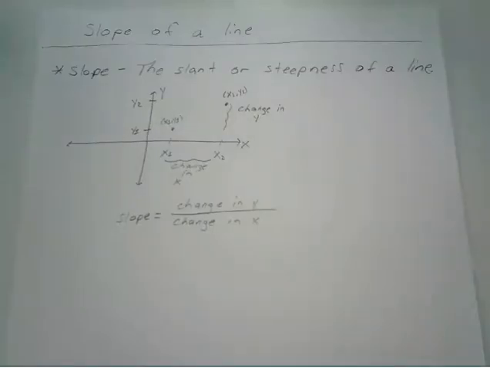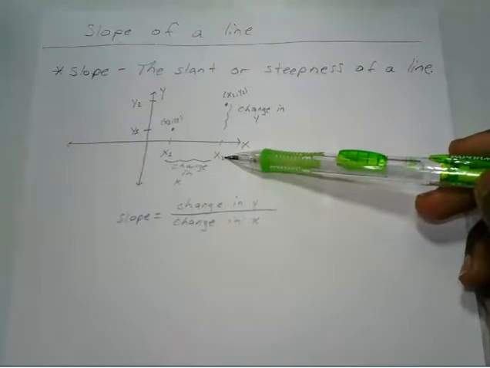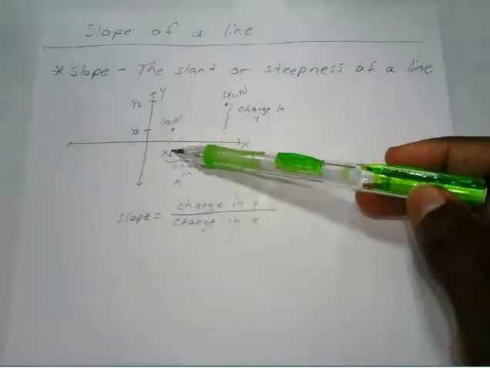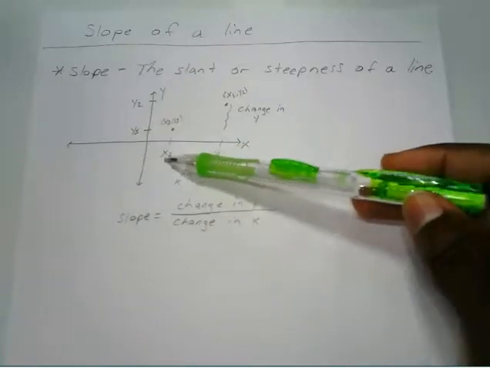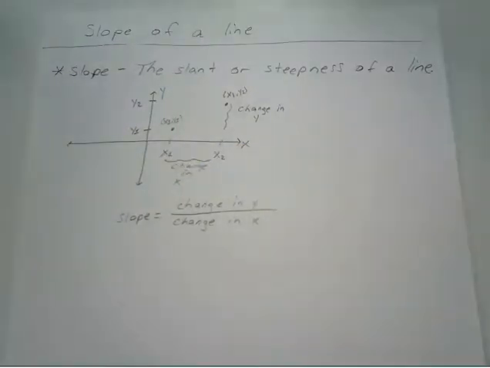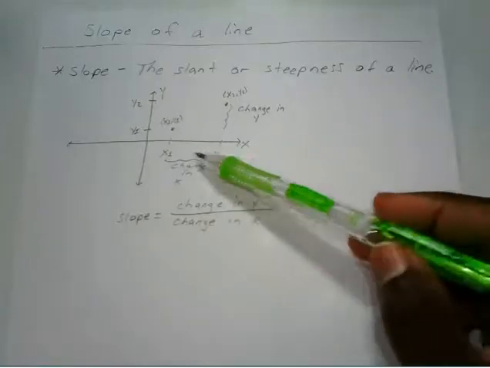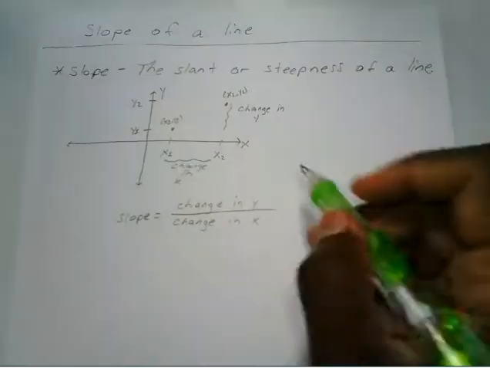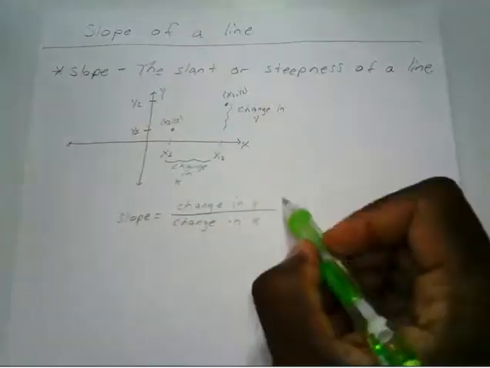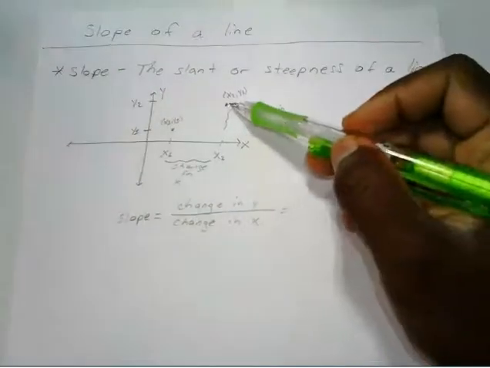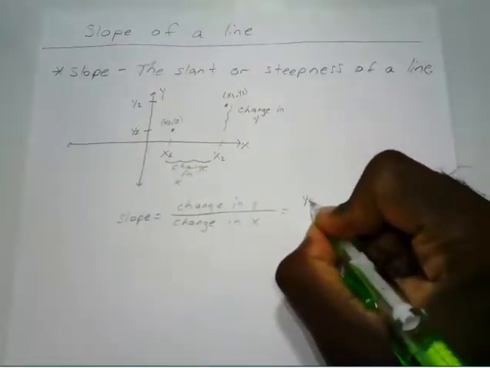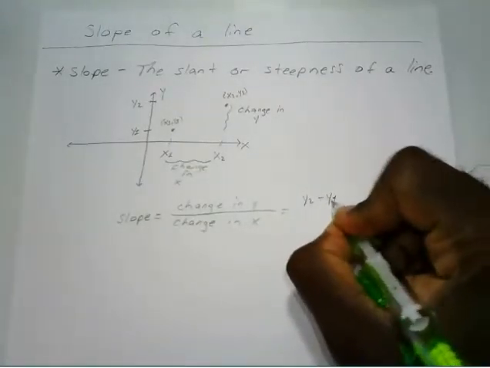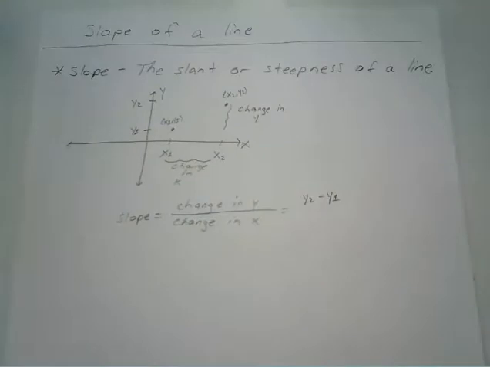Just think about it this way. If x2 is 5 and x1 is 3, how would you find your change between 5 and 3? You'd subtract. So if you wanted to find the change in that, you just do 5 minus 3. But in this case, your change in y, since you don't have two numbers, is just y2 minus y1. So that's your change in y.